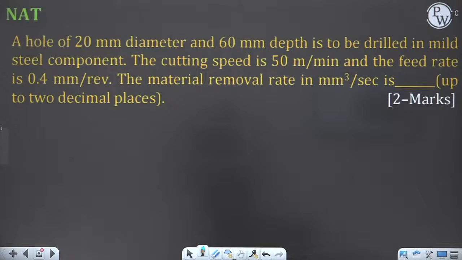Now the next question. Please solve the next question. A hole of 20 diameter and 60 depth is to be drilled in a mild steel component. The cutting speed is given, that is 50 meter per minute, and the feed rate is 0.4 per revolution. The material removal rate in mm cube per second is.